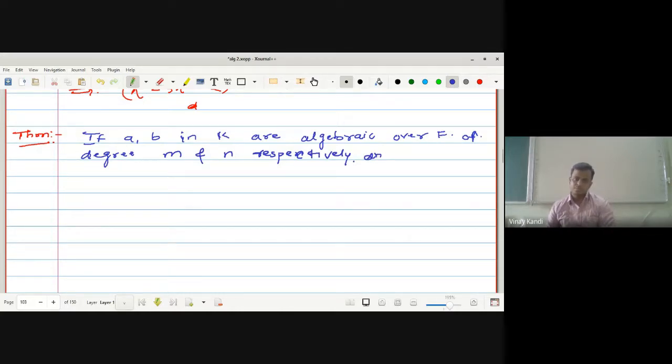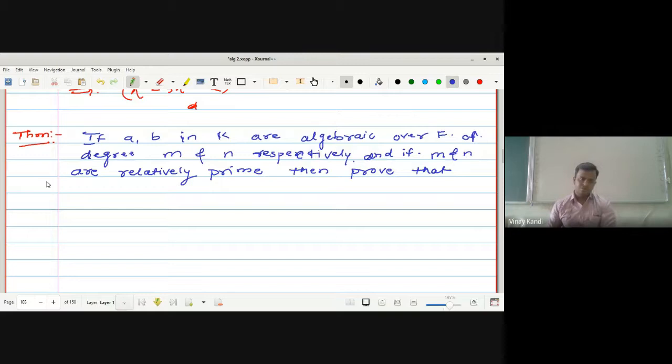And if m and n are relatively prime numbers, then prove that F of ab, the extension of F, that is F of ab, is of degree mn over F.